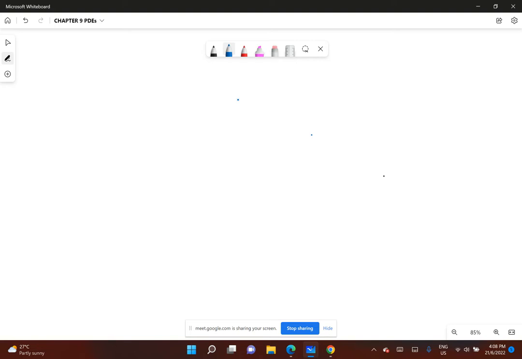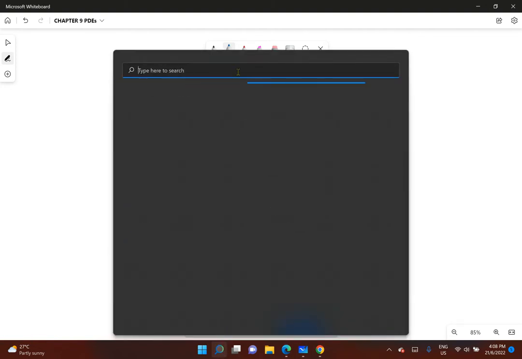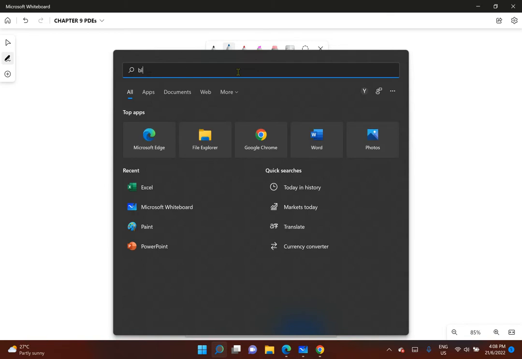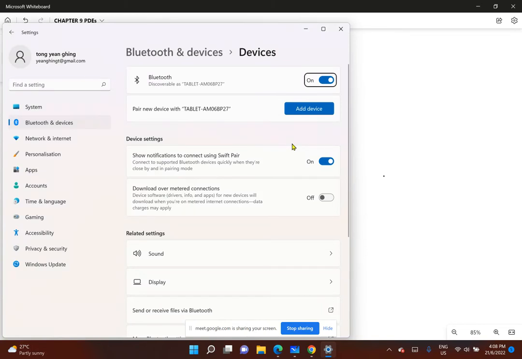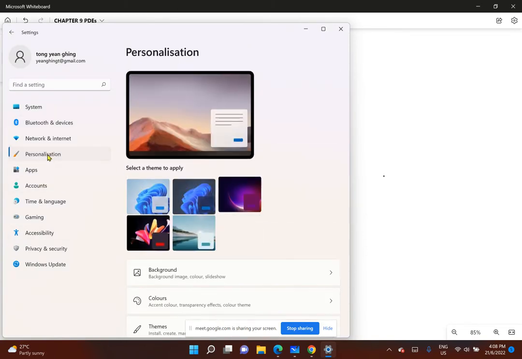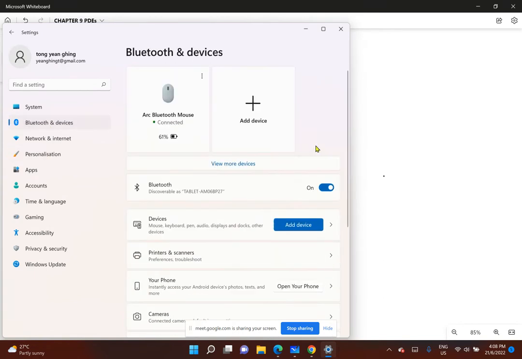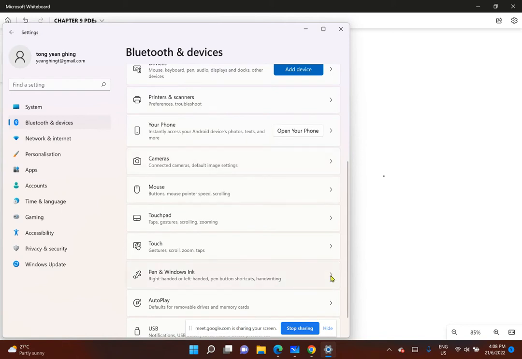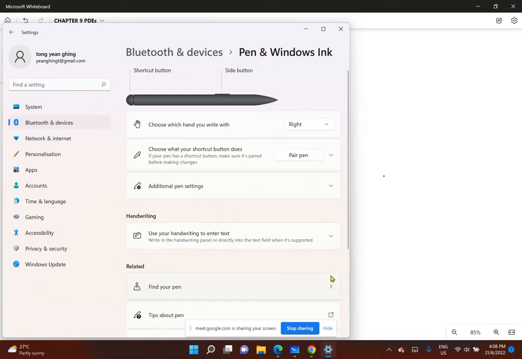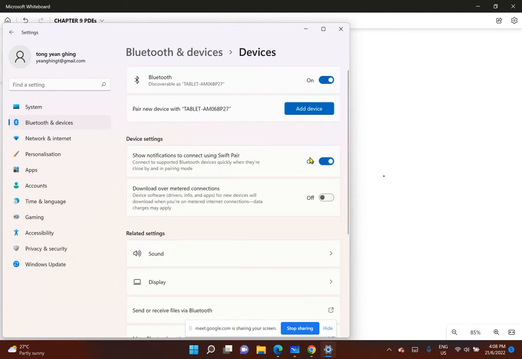Do I need to wait? Let me check. Do I need to reconnect this one or not? What is this? Connections. Class, what is this? Bluetooth settings, devices. What is a pen? Is it this one? System, Bluetooth and devices. My pen, is it this one? It's not working now. I have to pair the pen.